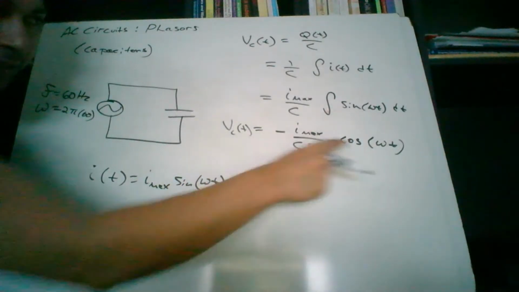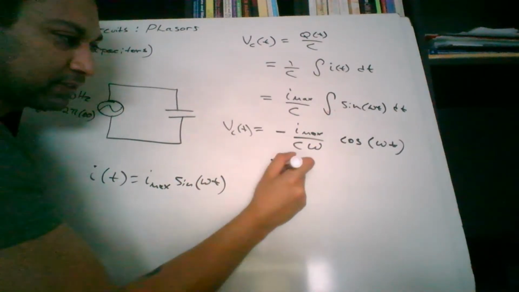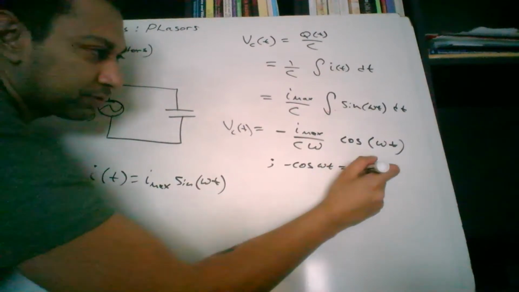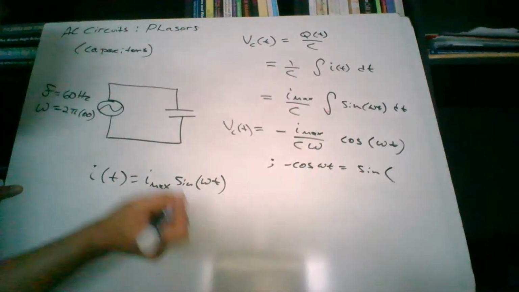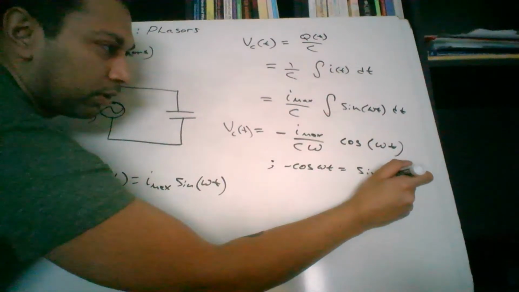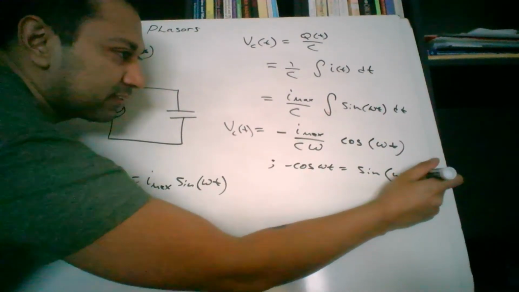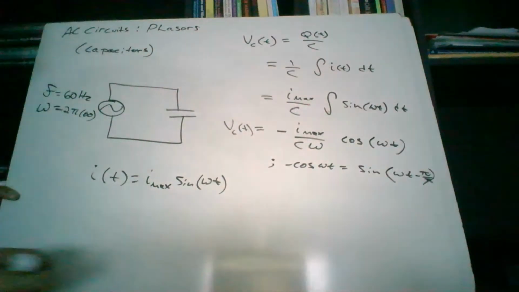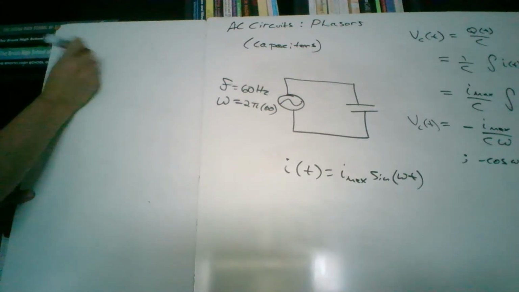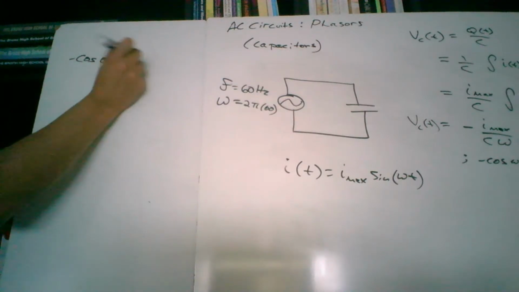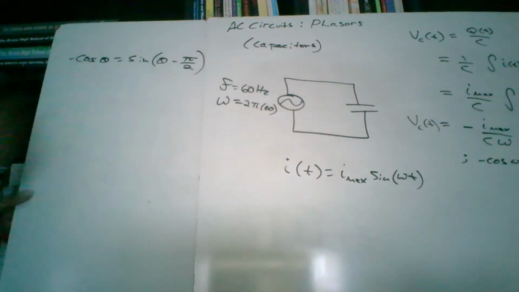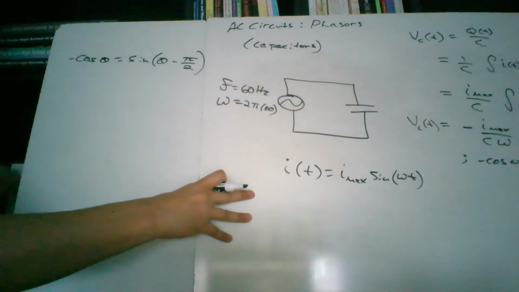And then the last thing is this. I have a negative sign and I have a cosine omega. So negative cosine of omega t is actually equal to sine of omega t minus pi over 2. And if you don't know why that is, let's just write it down here. The rule is that negative cosine of theta is equal to sine of theta minus pi divided by 2. That's an identity, I suppose. Okay?